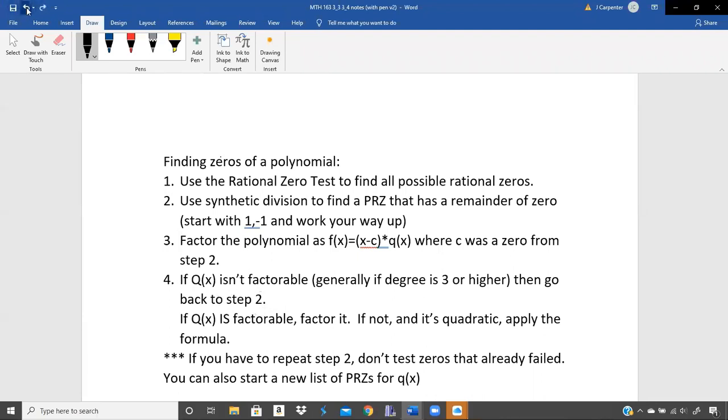You're just going to keep doing this, but there's a couple of details that are important that will help you not make a mistake. So I'm down here. If you do have to repeat step 2, which very often you will, don't test zeros that already failed. So let's say your possible rational zeros are 1, -1, 2, -2, 5, -5. And you tried out 1 and it failed. You tried out -1 and it failed. You tried out 2 and it worked. The 1 and the negative 1 will always fail for this problem. You don't have to worry about trying them again.